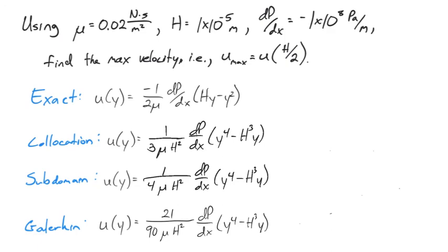All right, so now we can compare all of our different solution types here. To do that, we need to plug in some numbers. For the viscosity, 0.02 newton seconds per meter squared. For the overall width of the channel, it's 0.01 millimeters, or 1 times 10 to the negative fifth meters. For the pressure gradient, -1 times 10 to the 8th pascals per meter. And to find the max velocity, we're going to find the velocity at y equal to h over 2. That's where we're going to plug in and solve on each of these solution types.